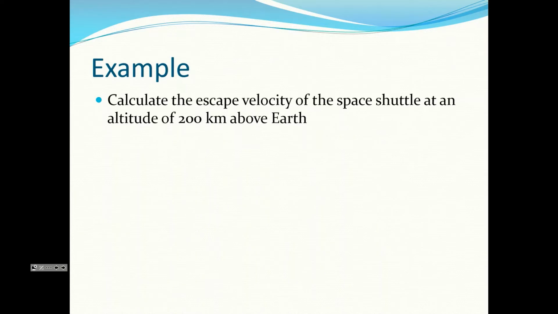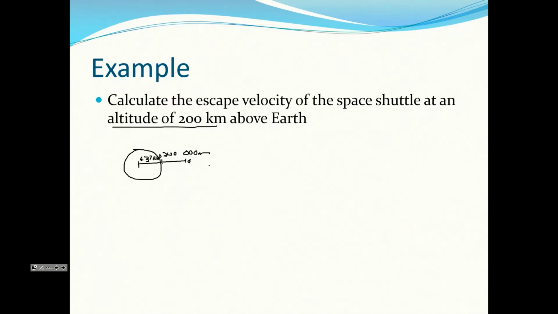So calculate the escape velocity of a space shuttle at an altitude of 200 kilometers above the Earth. Here's the space shuttle out here. The altitude is from the surface, so it's 200, and I'll add on 3 zeros to put it in meters. So 200,000 meters above the Earth's surface. We have to factor in this 6.37 times 10 to the 6 as well, because we want to use r. Altitude never goes in any equations.